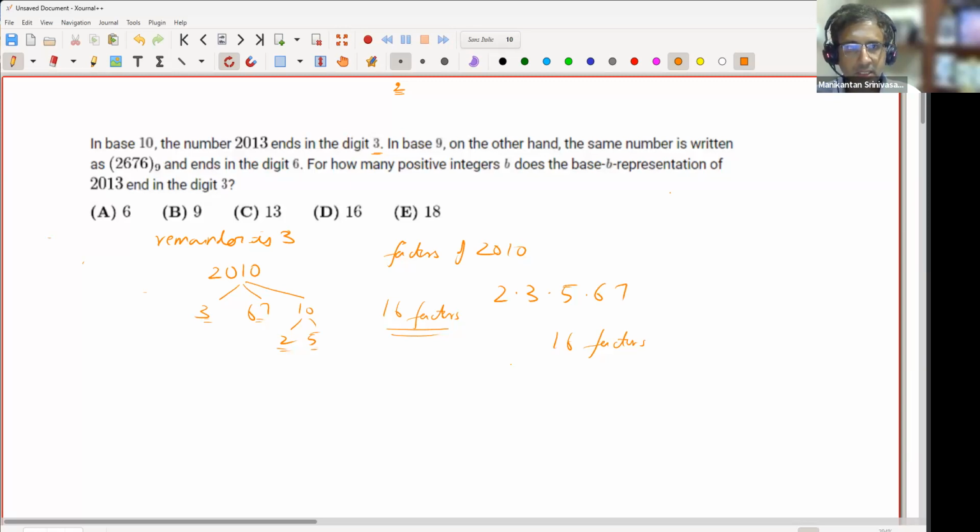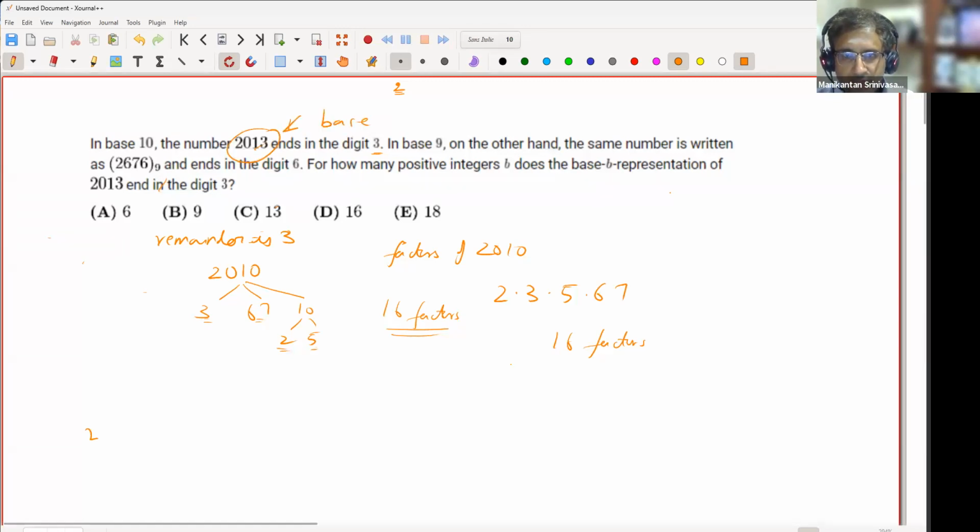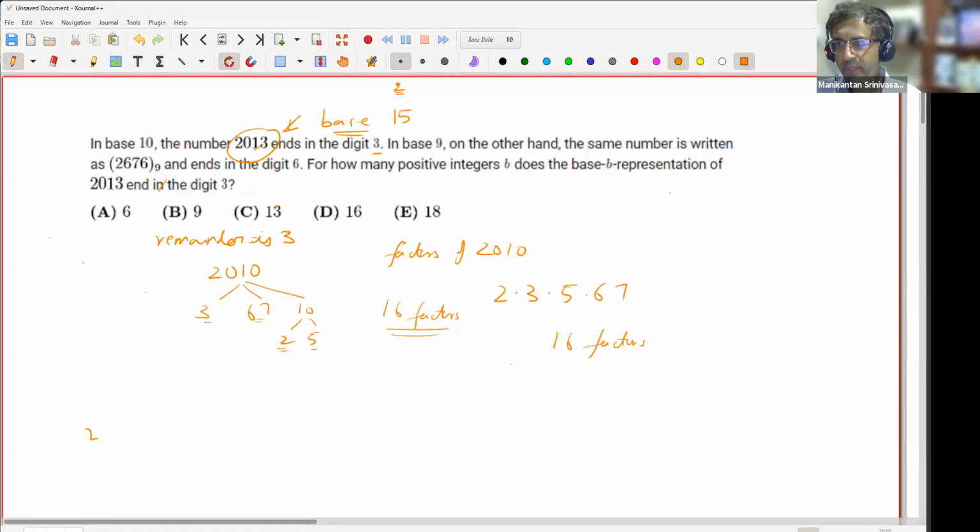Okay, let me just ask another question on this one. Can you guys write 2013 in base 15? We studied how to do it in base, right? So I'll be asking variants of the questions here, guys. Only then can I be confident that you've actually understood. So can you write 2013 in base 15?